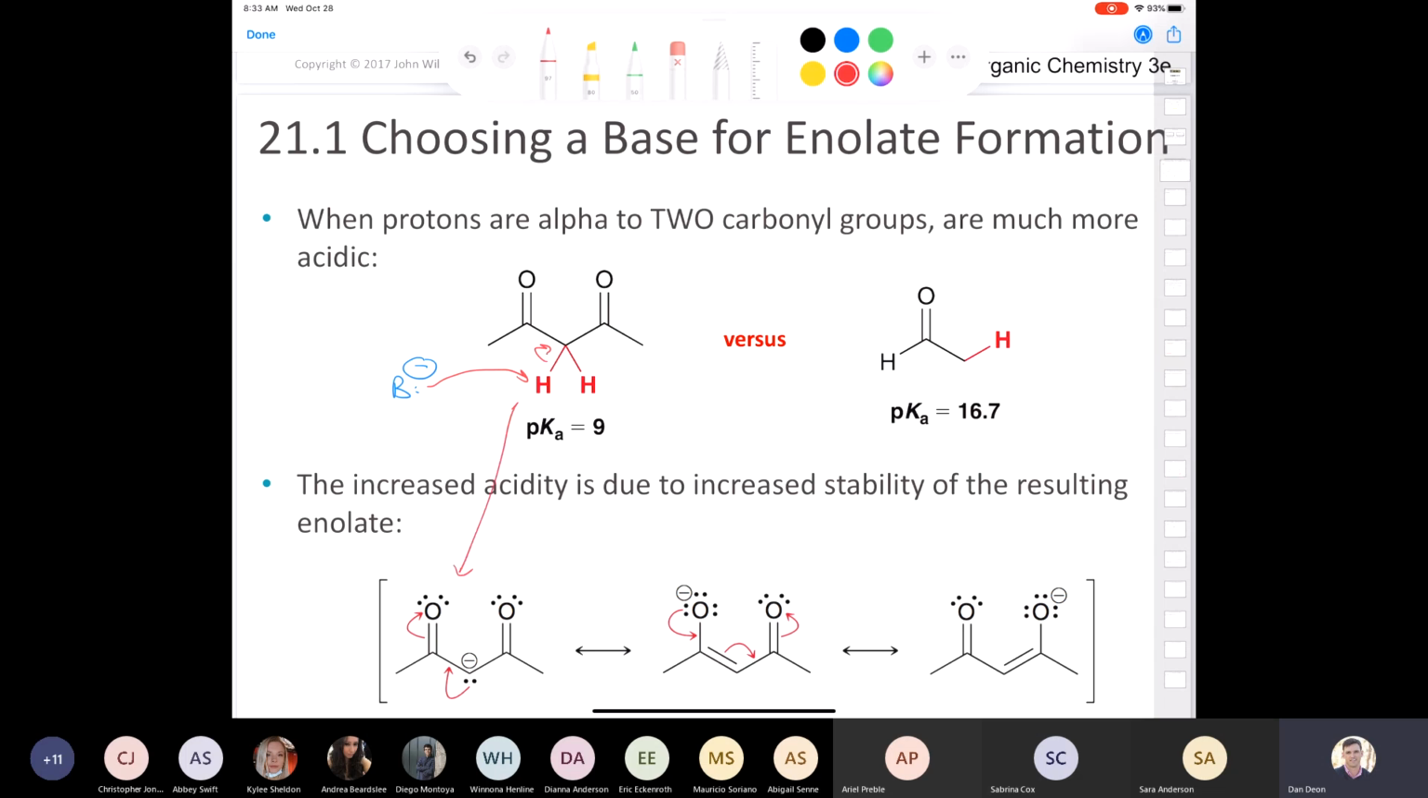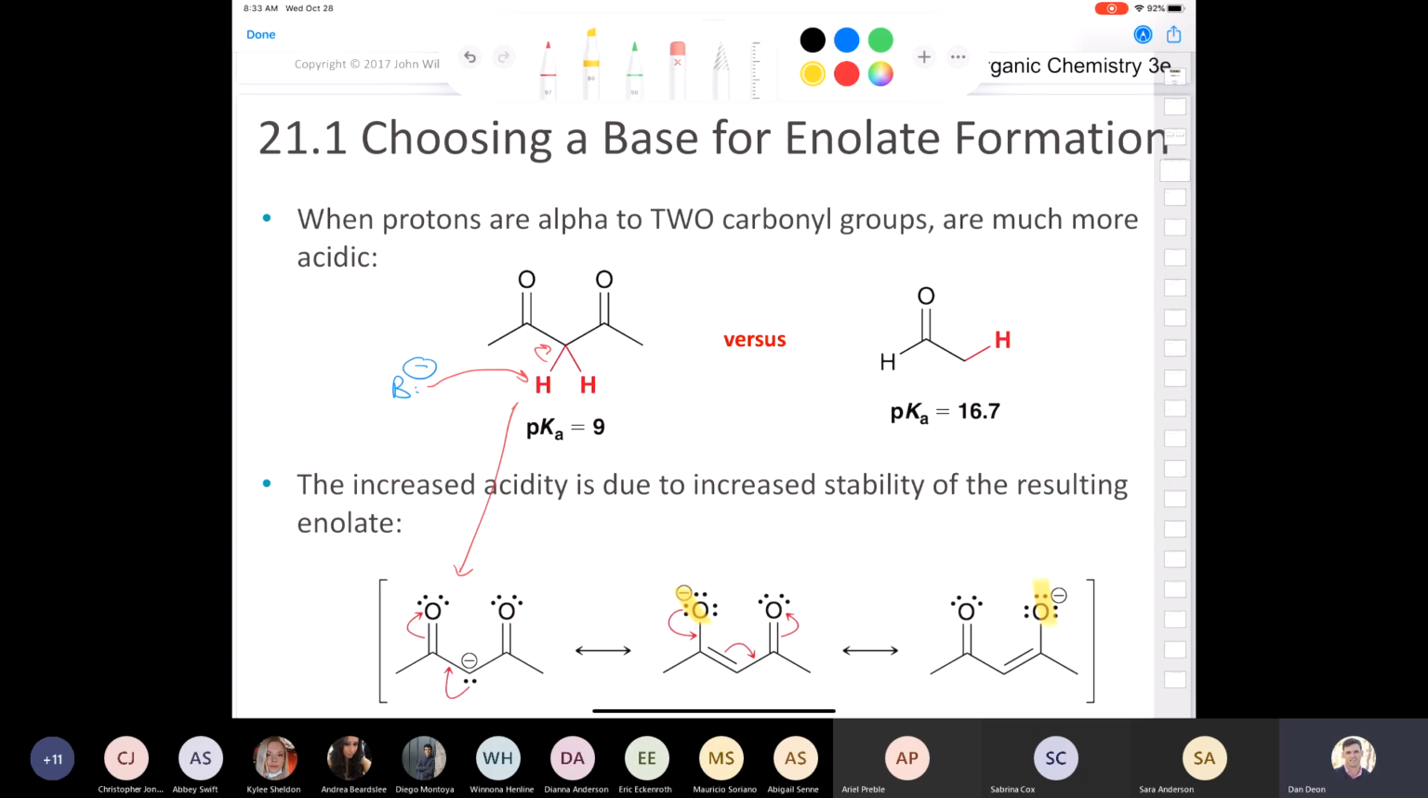I'd end up getting this structure with the negative charge on the carbon, and I can draw that negative charge being delocalized up on this oxygen or on the other side. So the increased acidity is due to the increased stability of the resulting enolate. Think all the way back to the basis chapter in Organic Chemistry 1. What makes something a good proton donor?